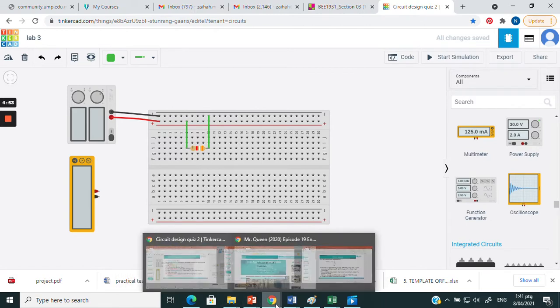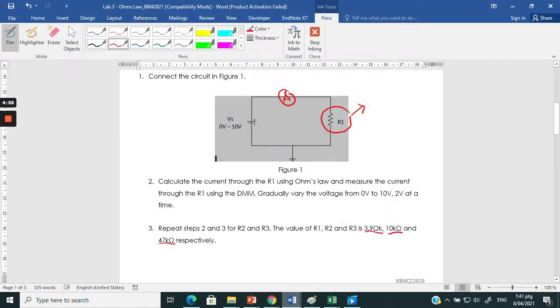So okay, let's see. The next step is to gradually vary the voltage from 0 volt to 10 volts. Because we know that Ohm's law is V equal to IR. So we know the voltage value and we know the resistor value. Our resistor value this time around is 3.9 kilo ohm.